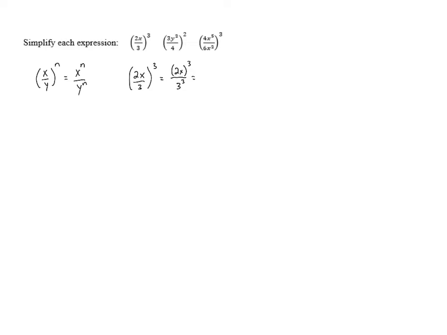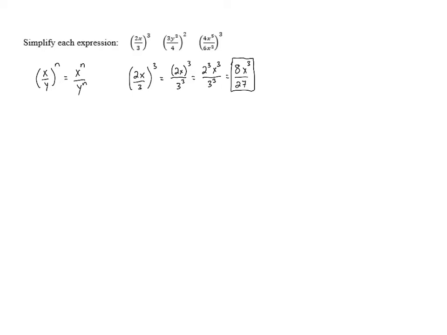And in the numerator, we actually use a rule that says if we have a product raised to a power, that power can be distributed to each of the factors. So we're going to have 2 cubed times x cubed all over 3 cubed. And then we can go and cube each of those things on their own. 2 cubed is 8, x cubed is x cubed, and 3 cubed is 27. So we end up with 8x cubed all over 27.